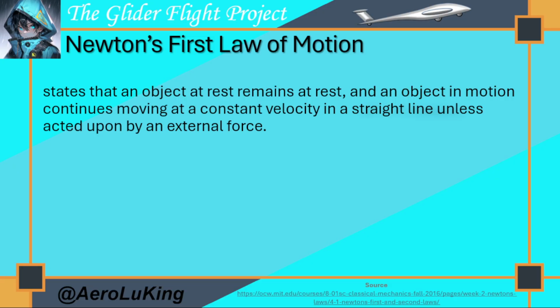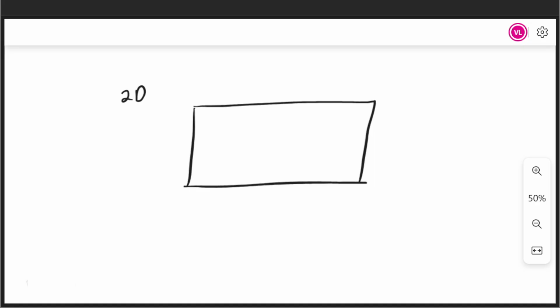Now, I would assume that none of you would argue with the first statement, because if we look at a two-dimensional diagram of a table with a ball on top of it, I don't think anyone would argue that that ball would stay there unless someone moved it. That's pretty much what the first part of Newton's first law of motion is saying. That object will remain at rest unless something moves it.